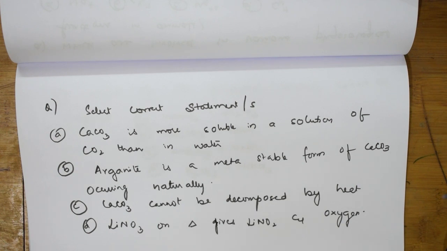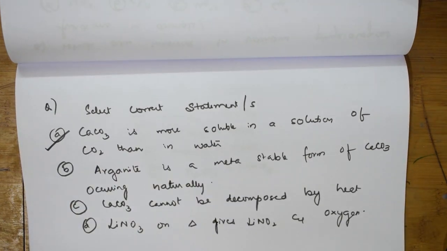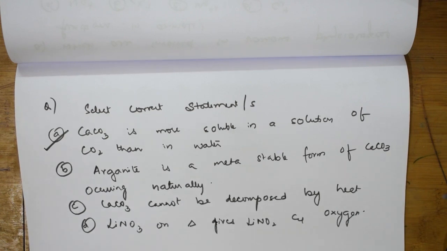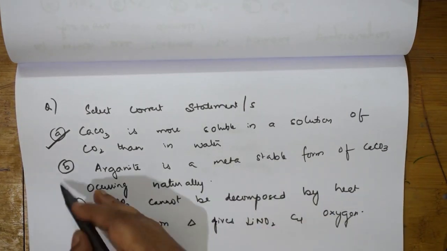Basically, calcium carbonate is more soluble in a solution of carbon dioxide than in water. It's a 100% correct option, isn't it? Yes. Next, aragonite is metastable. What is aragonite? Aragonite basically is a mineral consisting of calcium carbonate. So it is a metastable form of calcium carbonate. Yes, it is right.